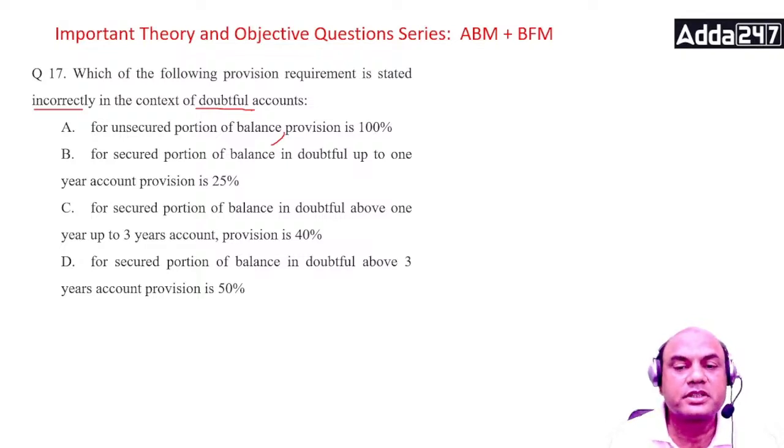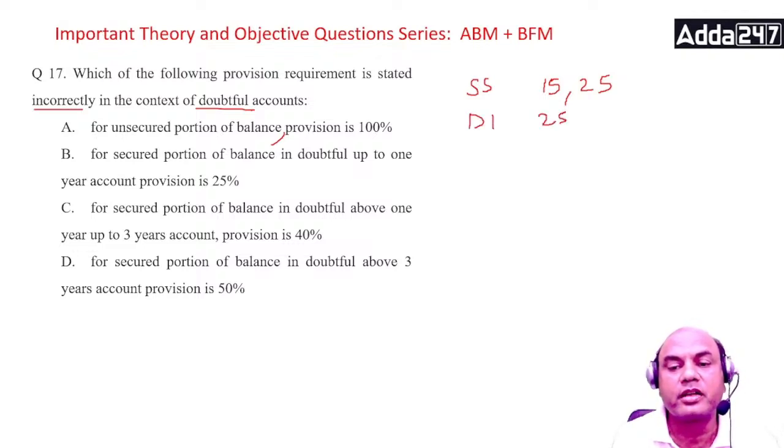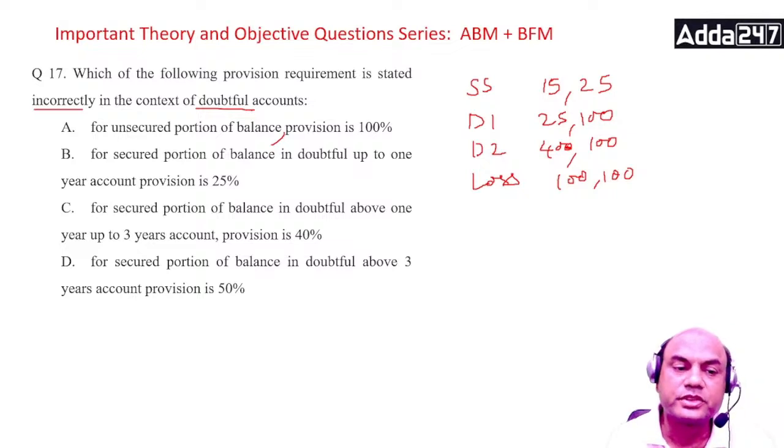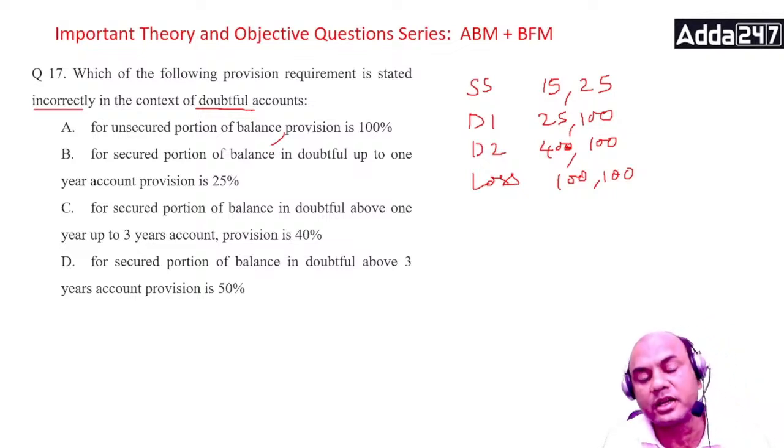What are the provisions? Substandard. Okay. So it is 15, 25, right? 15 for secured, 25 for unsecured. Doubtful D1, what is it? 25 and 100, right? Doubtful 2, 40 and 100, right? And last one, loss. So that is complete 100. Okay, both 100, means secured and unsecured both. So now which one is correct and which one is not correct? I have given you the hint also now.